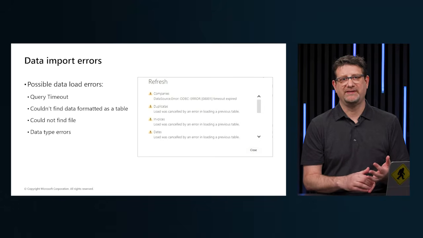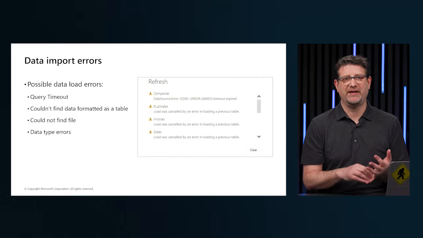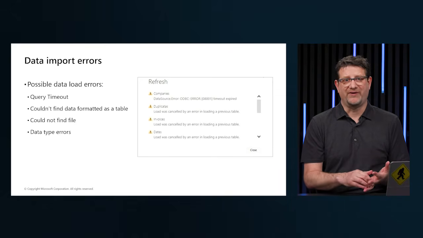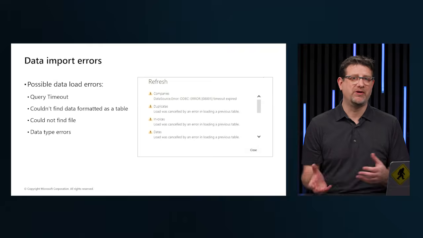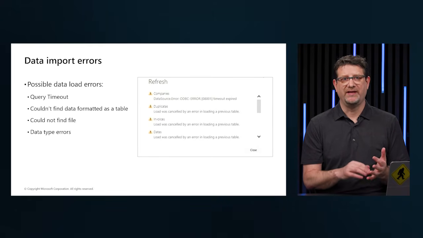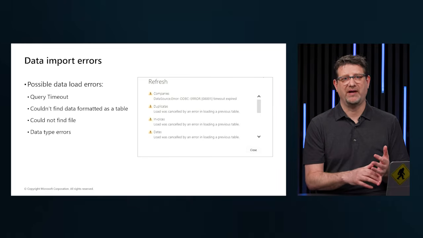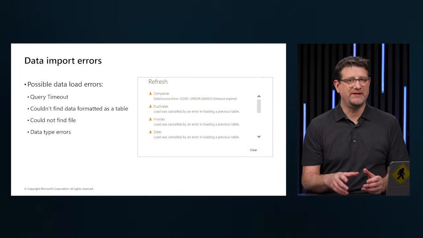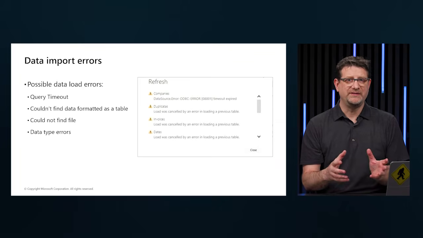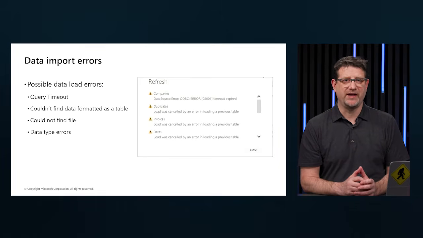Power BI expects the data formatted as one type and it comes in as a different type. Could not find file, caused by the file either moving locations or the permissions on that file changing. Data type errors, an error in interpreting the data types in Power BI. The resolution to this error is unique to the data source. This isn't an exhaustive list, but shows common errors you may encounter.